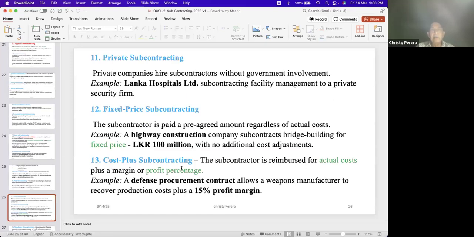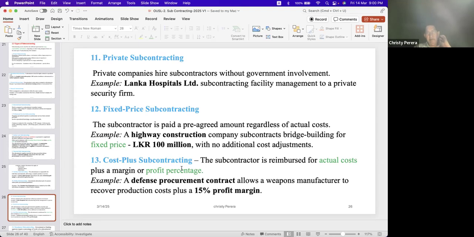Private subcontracting. Private companies hire, not only government, right? Private companies hire subcontractors without government involvement.